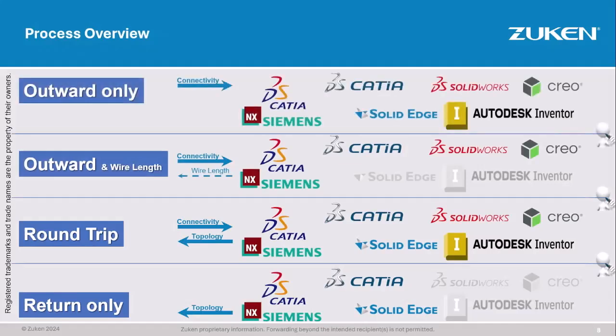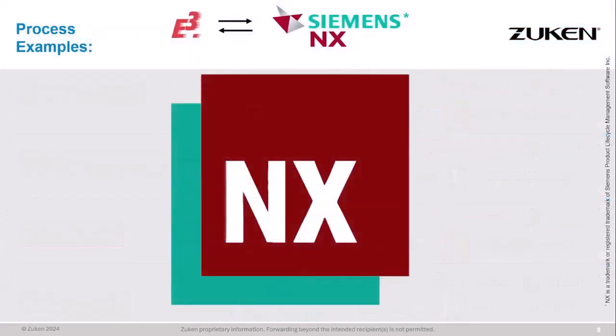So as an overview, return trip is supported by V5, V6, NX, and Solid Edge. The round trip is supported by all of our platforms. Outward is supported by all of our platforms, and outward with the back annotation is only supported by V5, V6, SolidWorks, Creo, and NX. Okay, so obviously that was a very brief overview.